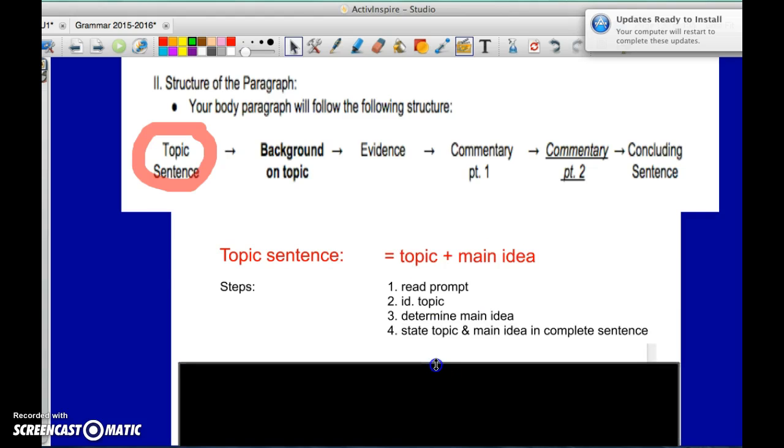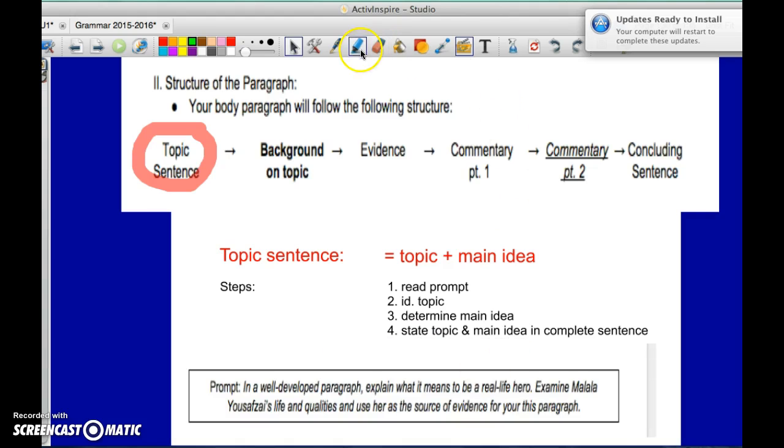And to review, there are 4 steps we take when we're creating a topic sentence. First, we read the prompt. And remember, the word prompt is a fancy word for assignment. 2, we identify the topic. 3, determine the main idea. And 4, state the topic plus the main idea in a complete sentence.